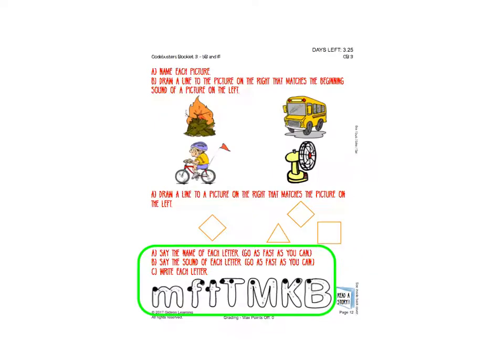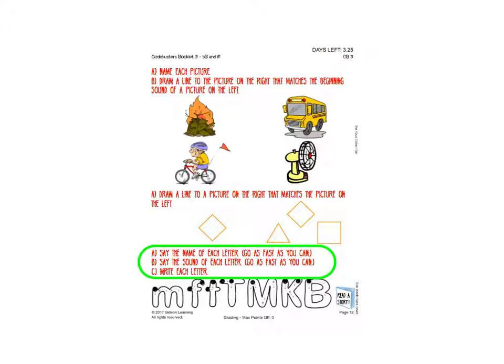Now we'll look at some pages in the booklet. Every couple of pages you'll find this type of activity. It's essentially a review for previous sounds and current sounds that the child may be going through. So the directions say to say the name of each letter and go as fast as you can, then say the sound of each letter and go as fast as you can, then have the child write each letter.